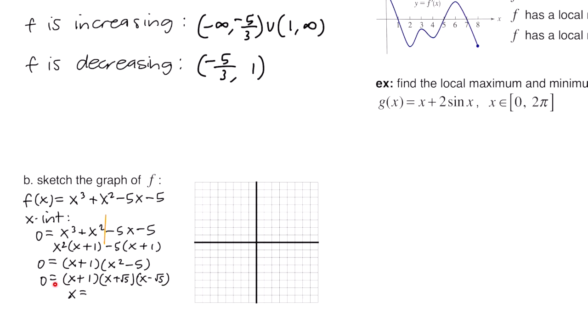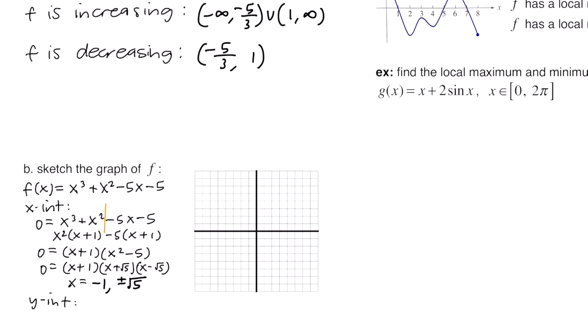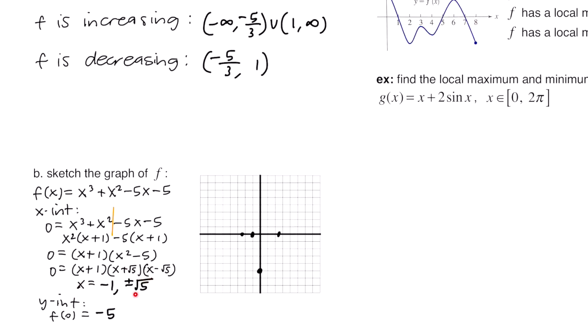When you set all of these equal to 0 and solve, you end up getting the x-intercepts negative 1 and then plus or minus root 5. Our y-intercept, we're going to plug in 0 for x, and you get negative 5. We have our x-intercepts here, so I plotted negative 1, and then we have our positive root 5 and negative root 5. And then also our y-intercept is negative 5, so I went down to negative 5.